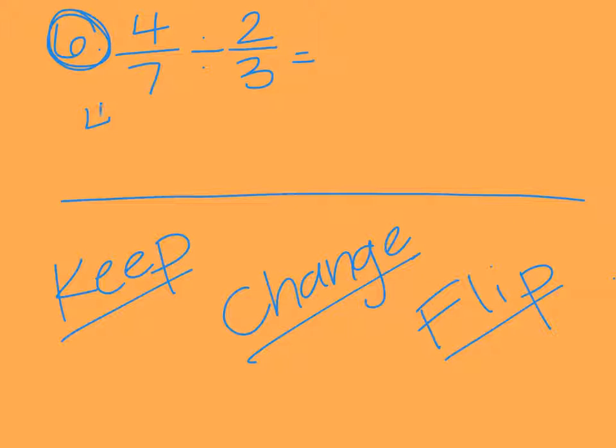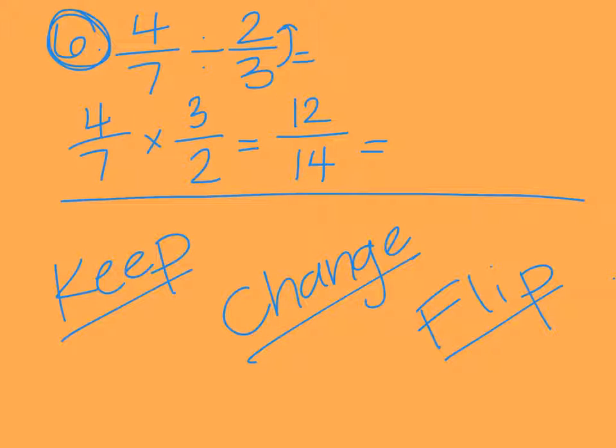So keep 4/7, that stays the same. Change our sign to multiplication. Flip our fraction from 2/3 to 3/2. Then I can go ahead and multiply across with my fraction. Remember, we don't need a common denominator to multiply fractions. 4 times 3 is 12. 7 times 2 is 14. And we know in the directions it tells us to simplify. So I'm going to simplify by dividing by 2. Just write that down so you can see what I'm doing. I did not do that last time. And that gives me 6/7, which is my final simplified answer.